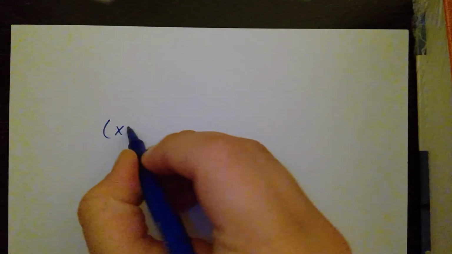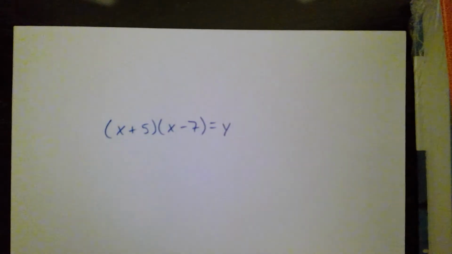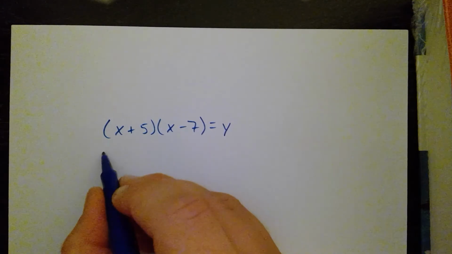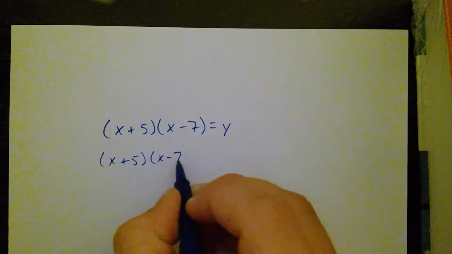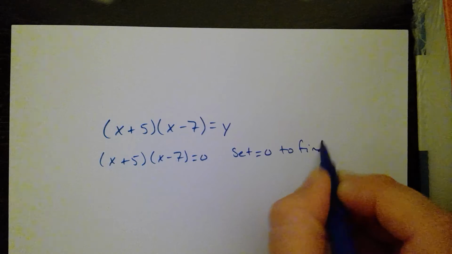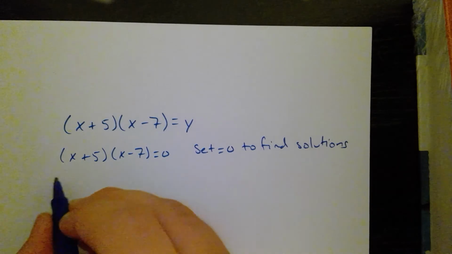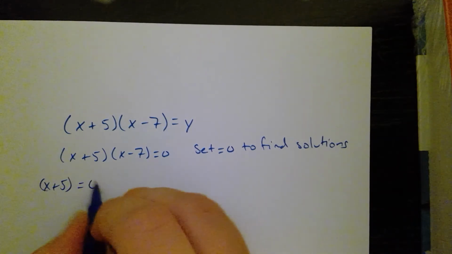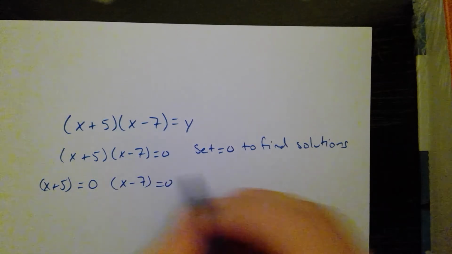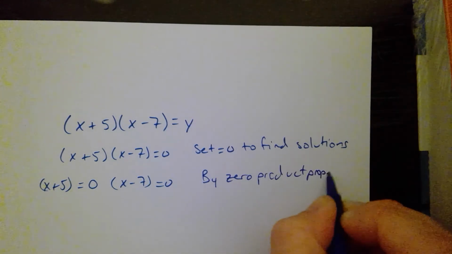All right, let's look at another example. And we're going to look at this one. It's already factored for us. We'll have x plus 5 times x minus 7 equals y. Now, if we want to find these solutions, we must set it equal to 0. Set equal to 0 to find solutions. Okay, now we can say x plus 5 equals 0, x minus 7 equals 0, by the zero product property.